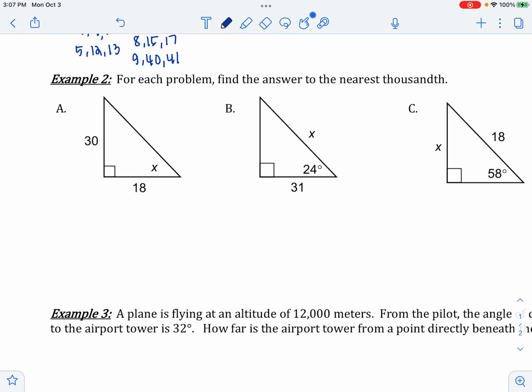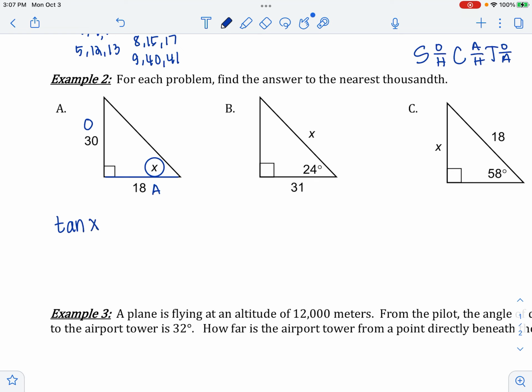So to remind you of what SOHCAHTOA stands for, sine is the ratio of opposite over the hypotenuse, cosine is adjacent over hypotenuse, and tangent is opposite over adjacent. So if you look to see what you have right here, this is my angle. The 30 does not touch it at all, therefore it's opposite. The 18 touches that angle, but it's not the hypotenuse, so that's adjacent. O and A tells me to use tangent.